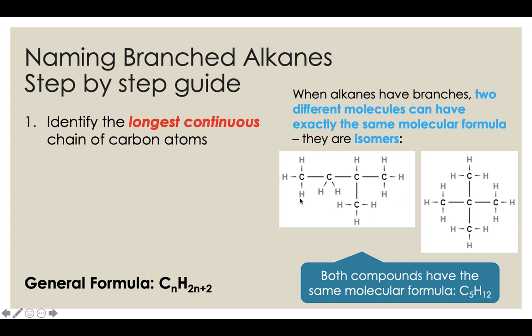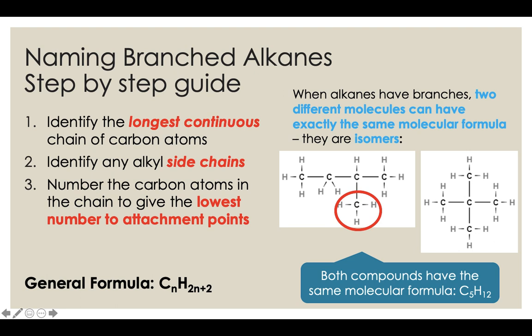First, we need to identify the longest continuous chain of carbon atoms. In this case, this molecule on the left will have 4 carbons. That is the longest continuous chain. But the molecule on the right-hand side only has 3. However you count it, there are only 3 carbons that make up the longest continuous chain. Okay? And then identify any alkyl side chains. You'll notice that for the molecule on the left, this is the side chain. But here, if you count the middle 3 carbons as the main chain, then you have 2 alkyl side chains.